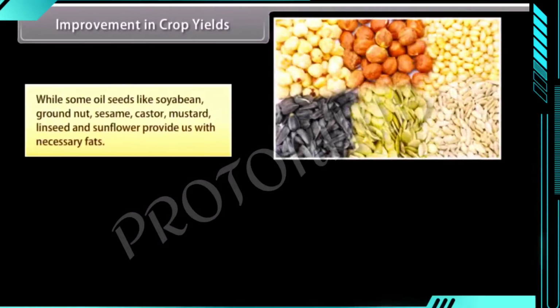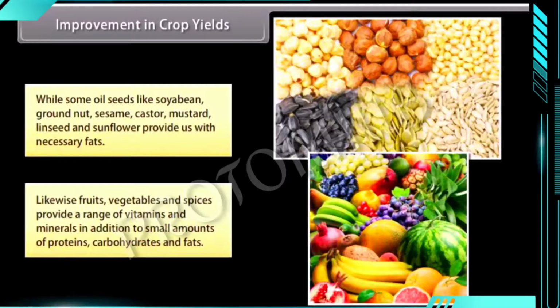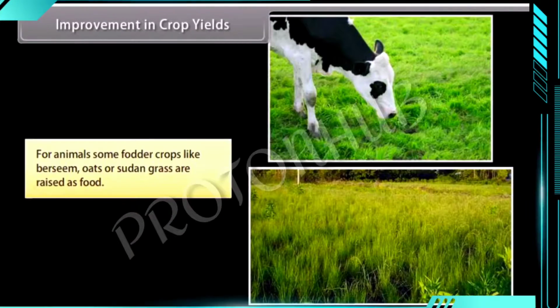While some oil seeds like soybean, groundnut, sesame, castor, mustard, linseed and sunflower provide us with necessary fats. Likewise, fruits, vegetables and spices provide a range of vitamins and minerals in addition to small amounts of proteins, carbohydrates and fats. For animals, some fodder crops like berseem, oats or Sudan grass are raised as food.